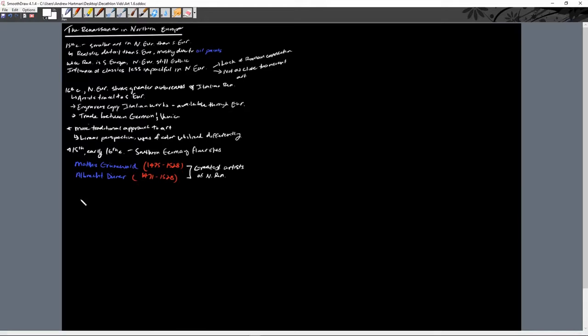So for Grünewald, let's start with him. Only 10 works of art remain of his, right? But his influence is quite notable. He's known especially for his religious scenes, and especially in particular of Christ's crucifixion.